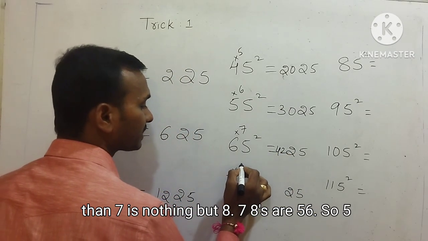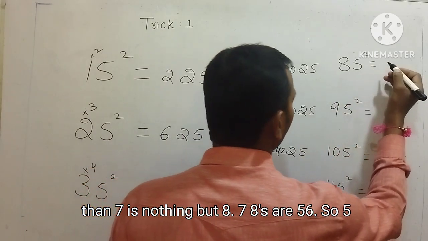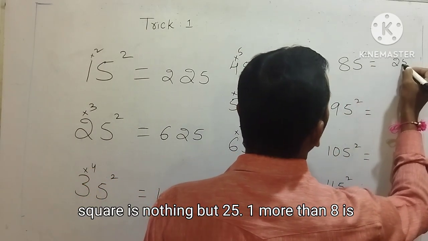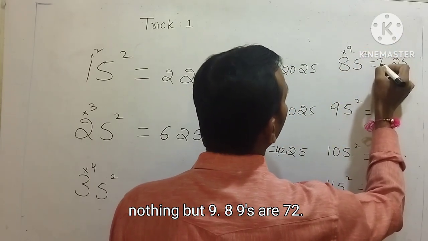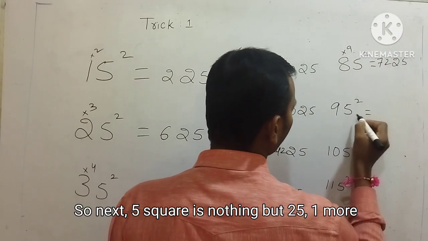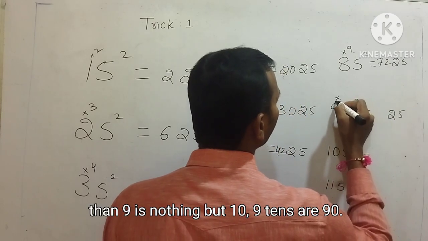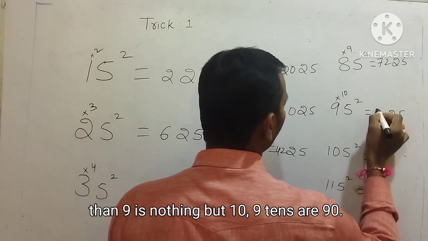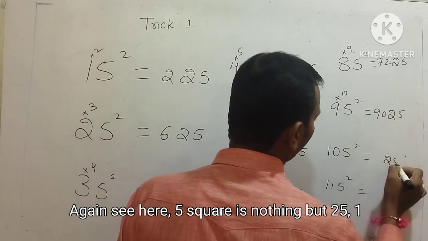So 5 square is nothing but 25. 1 more than 7 is nothing but 8. 7 8s are 56. So 5 square is nothing but 25. 1 more than 8 is nothing but 9. 8 9s are 72. So next, 5 square is nothing but 25. 1 more than 9 is nothing but 10. 9 10s are 90.